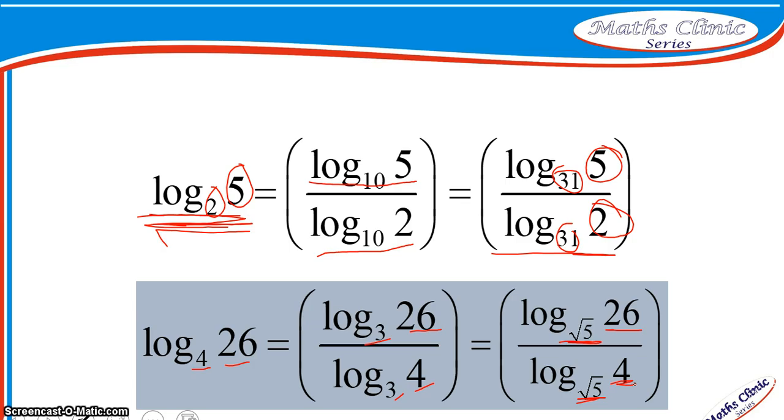But the caution is that if I let the 4 go up and the 26 comes down, the result will not be the same. So the number here goes up and the base here goes down, and that will make this law applicable. So with this, we come to the end of video number 3.